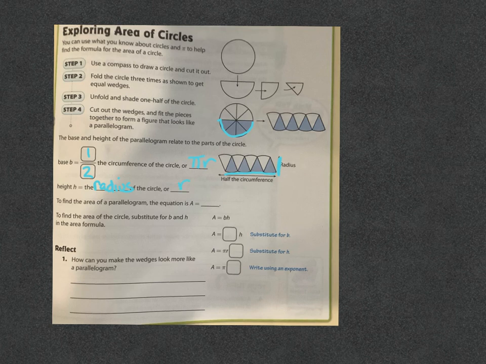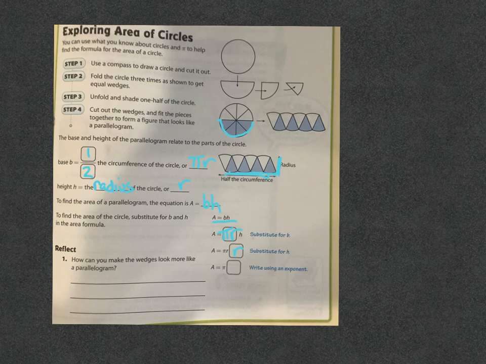And if we were solving the area of a parallelogram, we would do base times height. So we'll put base times height there. And if we're doing area equals base times height of this parallelogram, let's take the information that we have. The base of this is pi r, and then the height is r.